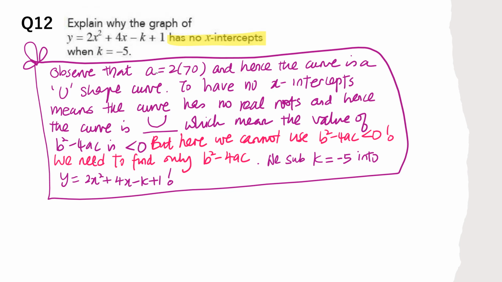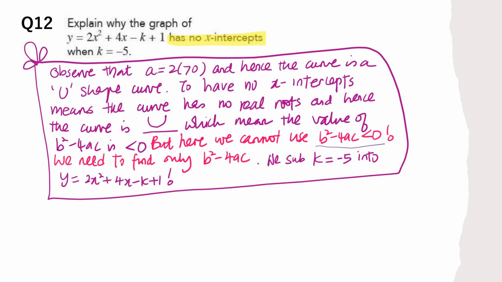But here, you must be very careful. Why careful? Because you can't use b squared minus 4ac less than 0 straight away. The question asks you to explain. So explain is the same as to show evidence. You need to show evidence that when k is negative 5, your quadratic curve has no x-intercept. Therefore, you can't just use b squared minus 4ac less than 0. You can't do that. Okay?